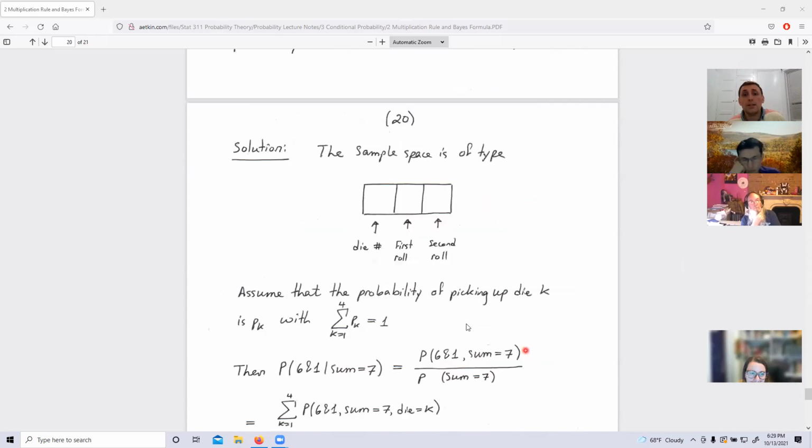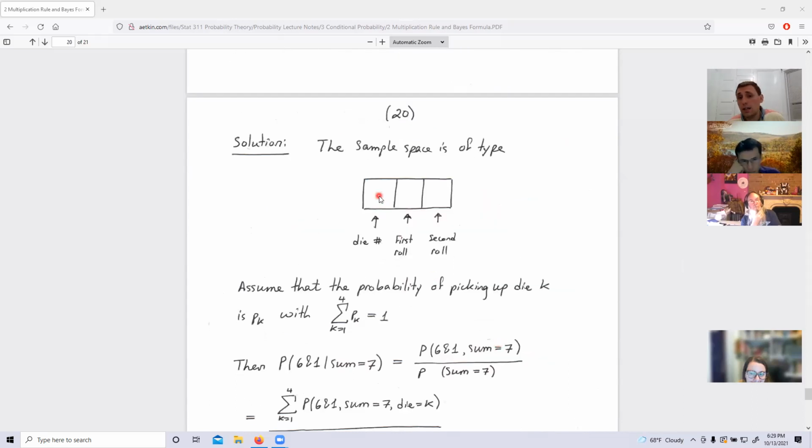What's happening is there is the color of the die, and there is the first roll and the second roll. That's my sample space in essence. The universe has to contain information about all 3 aspects. Yes, and let's assume that die number k is picked with probability p sub k.